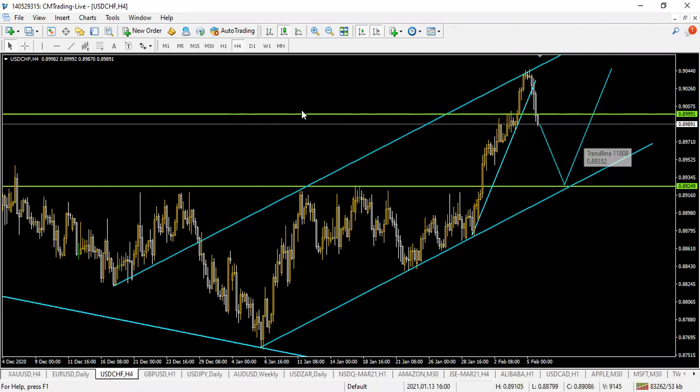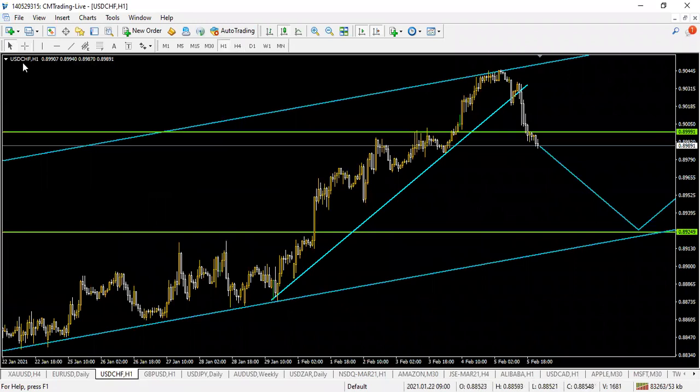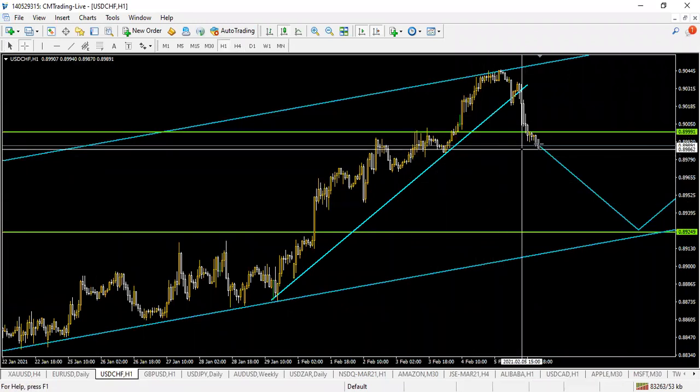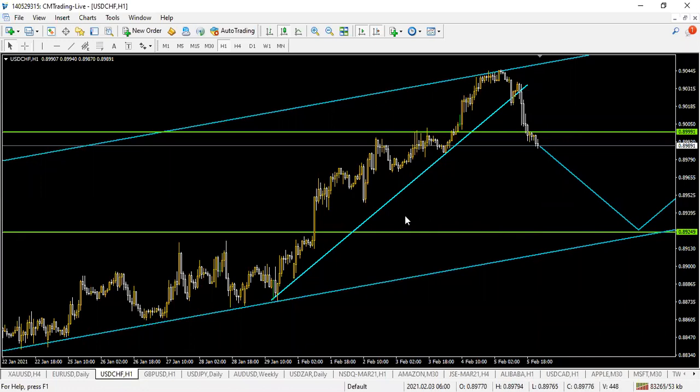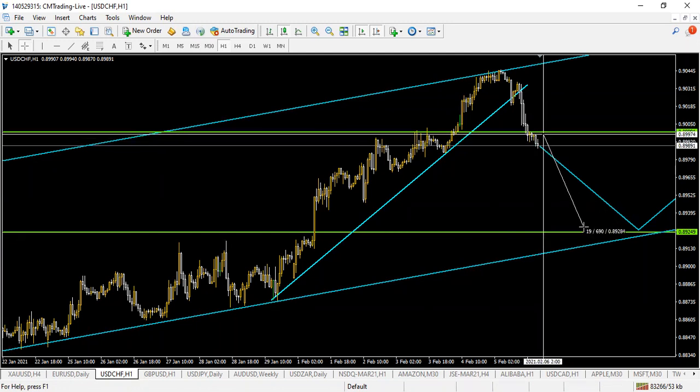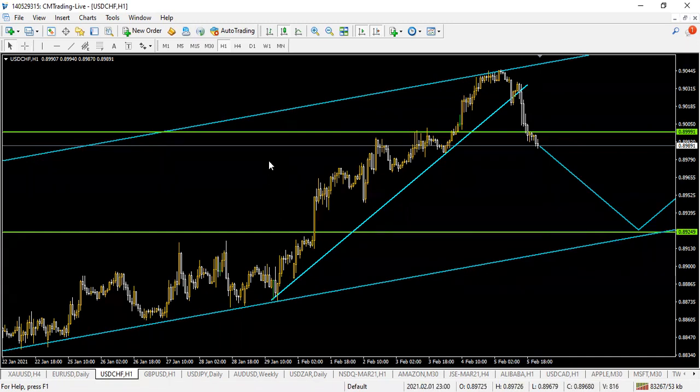So I'm expecting markets to start falling on USD CHF. Where do we start selling that? I believe that if markets go back a little bit, at least 8 pips here, that is the perfect entry for us to go short in this market, which is 0.8991, and our take profit will be 0.89249 in this particular case. So there's about 50 to 70 pips in this particular case right here to enjoy.